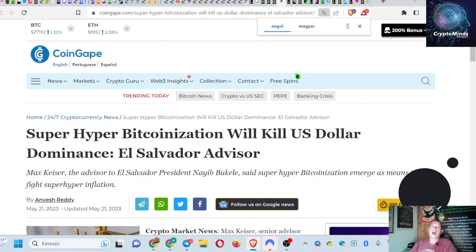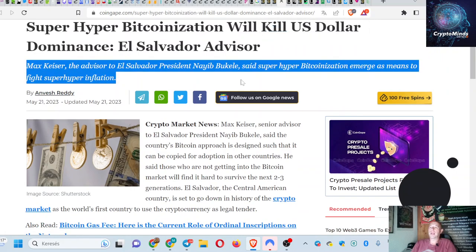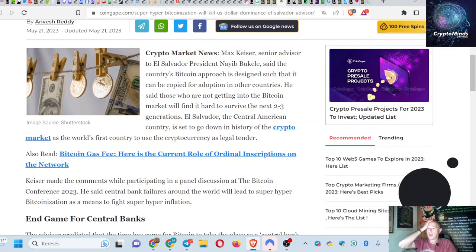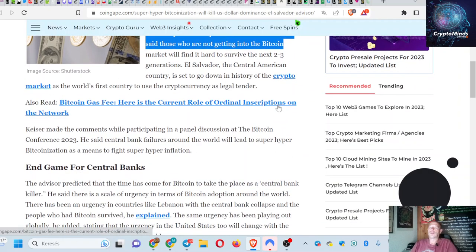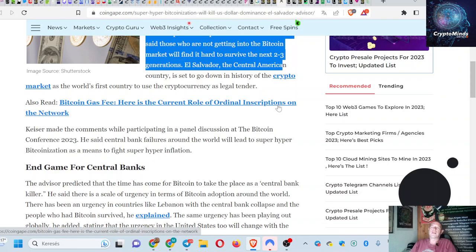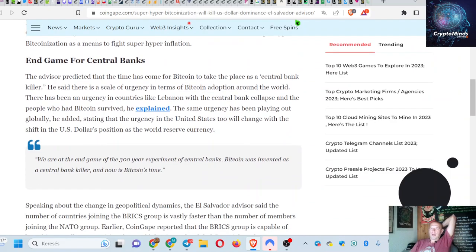Next, super hyper Bitcoinization will kill US dollar dominance, says El Salvador advisor. Max Keiser, the advisor of El Salvador President Nayib Bukele, said super hyper Bitcoinization emerged as a means to fight super hyperinflation. So El Salvador's Bitcoin approach is designed such that it can be copied for adoption in other countries. He said that those who are not getting into the Bitcoin market will find it hard to survive in the next 2-3 generations. El Salvador, the Central American country, is set to go down in history and crypto market endgame for central banks.